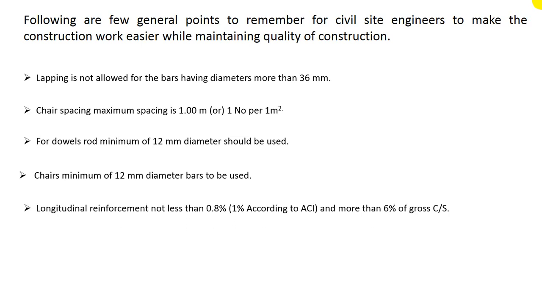Then longitudinal reinforcement should be not less than 0.8% according to IS code, and 1% according to ACI code, and not more than 6% of the concrete cross section. Then the minimum number of bars for a square column is 4 and 6 for a circular column. So if we use a square column, the minimum bar will be 4, and for a circular column the minimum longitudinal bar will be 6.